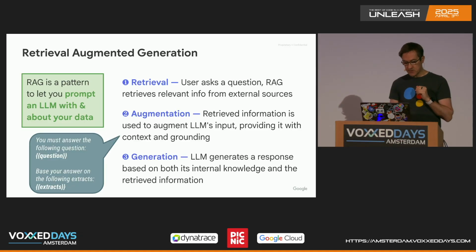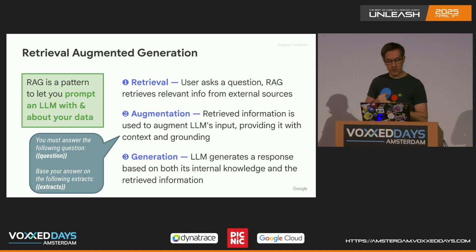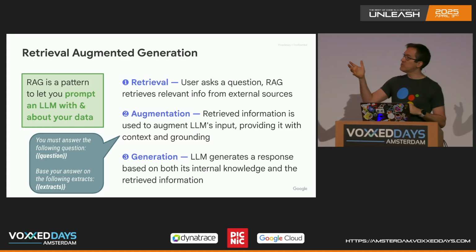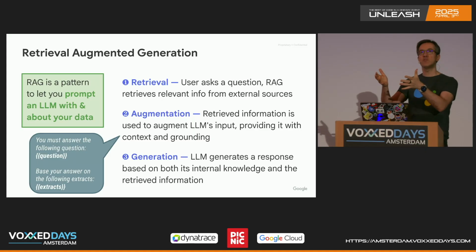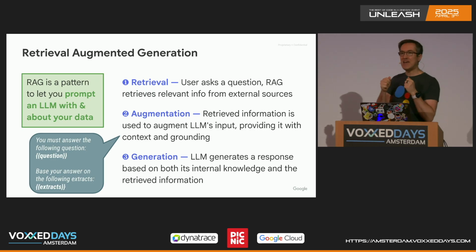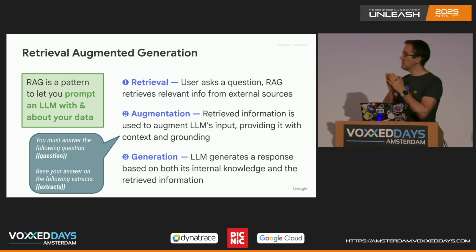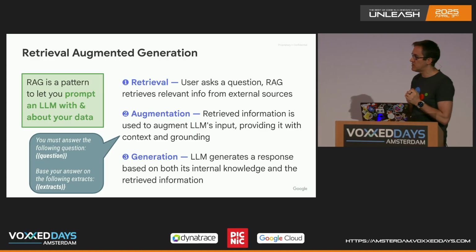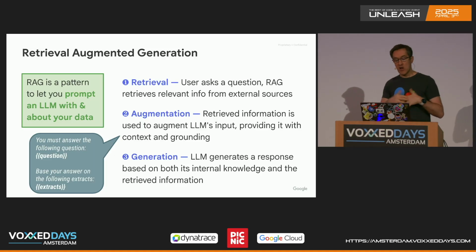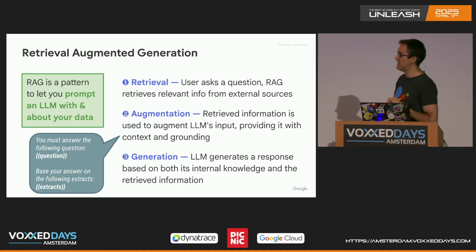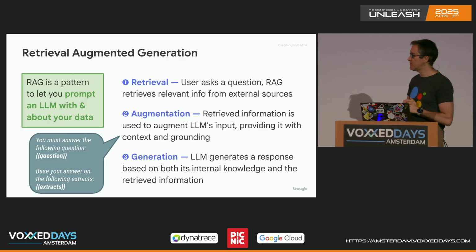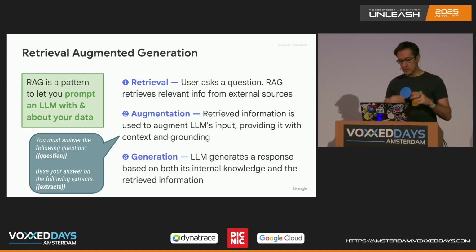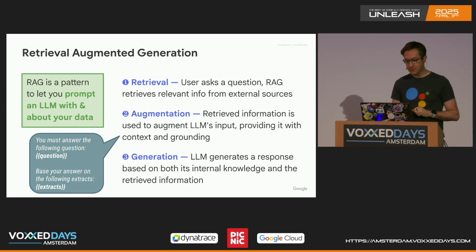Then there's the augmentation phase where we use a specific prompt for the LLM. I have this little prompt here. That's an example prompt, but it's quite typical. The prompt usually says: you must answer the following question from the user, but here are extracts of the documentation that may help you. Given that information, you should be able to answer that question. That's the augmentation part. And then the generation is just the LLM's job to generate responses, to frame and write the actual sentence.